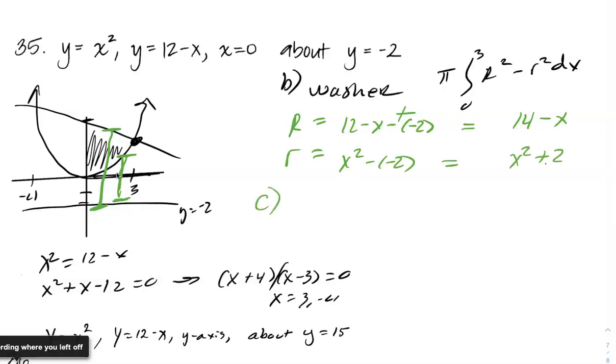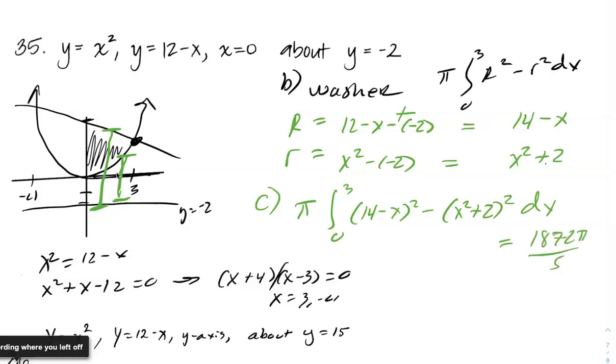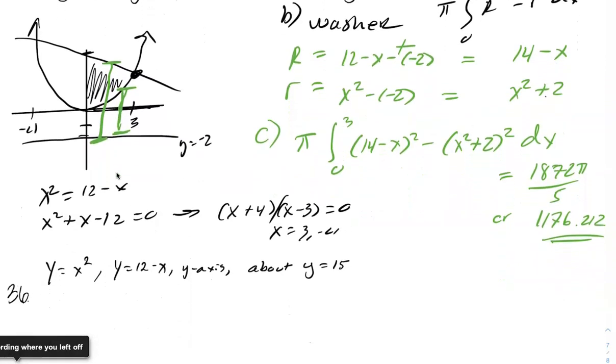So then we just do the formula. Pi times the integral from 0 to 3 of big R, which is 14 minus x, squared, minus little r, x squared plus 2, squared, dx. Put it in the calculator, you get 1872 pi over 5, or just 1176.212. So there we go. That's the general idea.